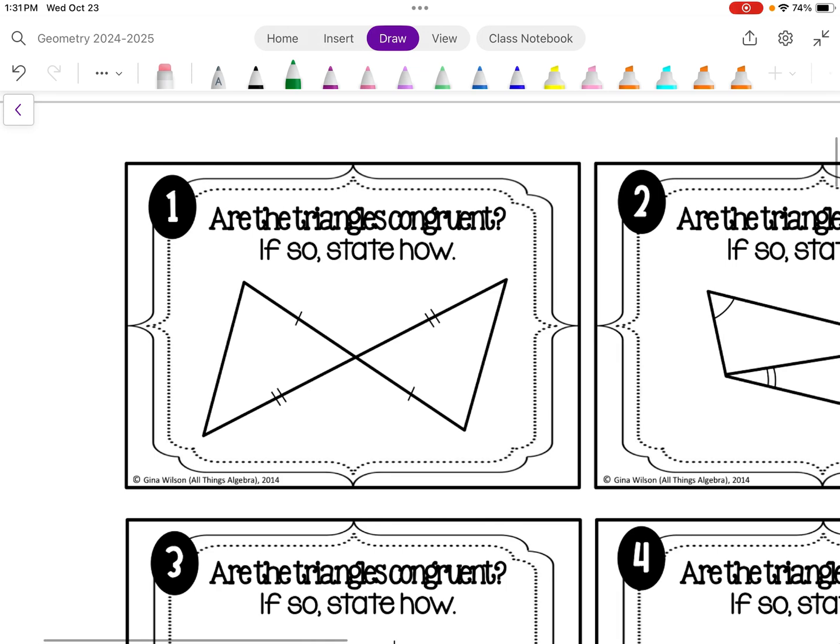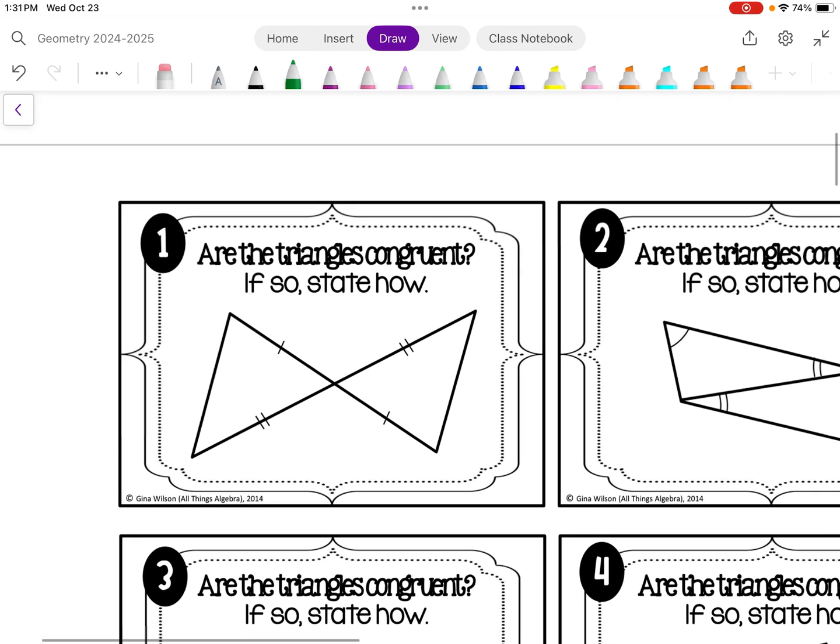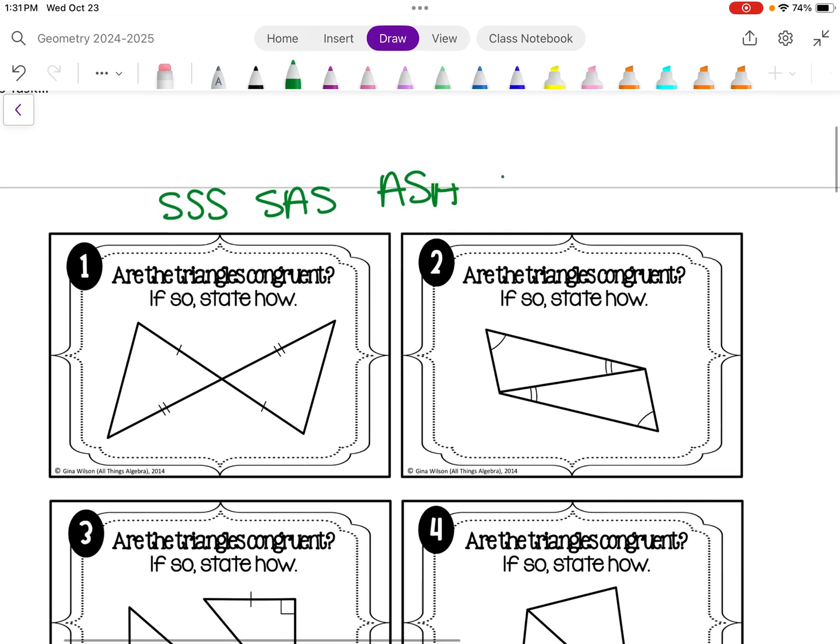So I want you to start at number 1. On number 1, it says, are the triangles congruent? So we want to look for enough information to prove them congruent by these 5 ways. If there is not, we are going to put not enough information.